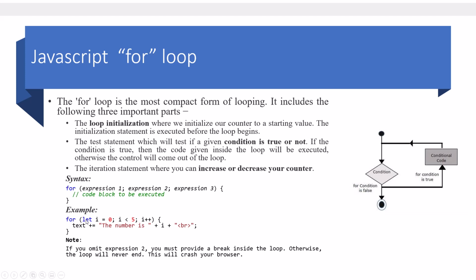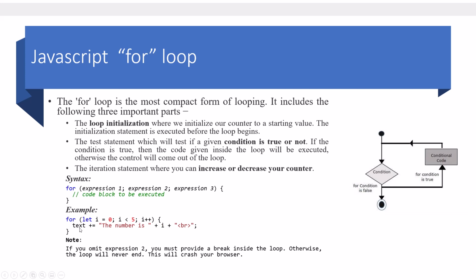Here for is a keyword, let is used to declare a variable, and i is the variable name, equal to 0. So in the first expression we have declared and initialized the variable i. In expression 2 we have given the condition, which is i less than 5. And in expression 3, we are increasing the counter, which is the i variable.